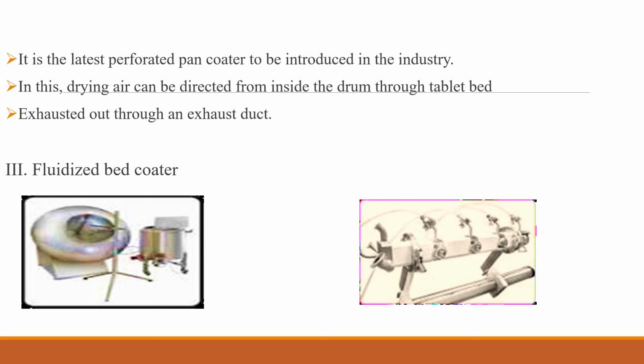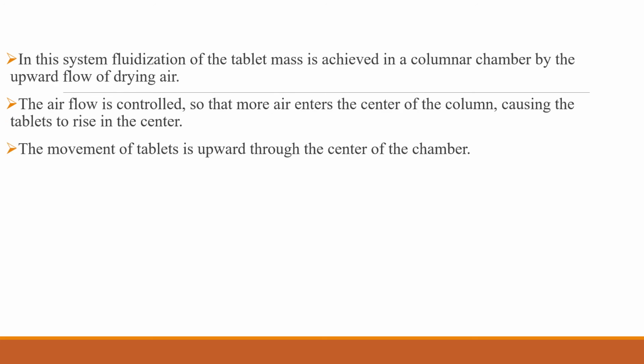So last of all, coming to the fluidized bed coater. Here, fluidization of the tablet mass is achieved in a columnar chamber by the upward flow of drying air, and the air flow is controlled so that more air enters the center of the column, causing the tablets to rise in the center, and the movement of tablets is upward through the center of the chamber. So here the movement of the tablet is upward.